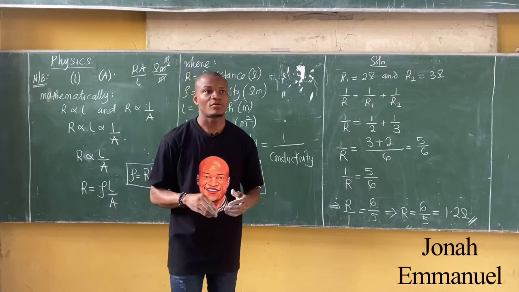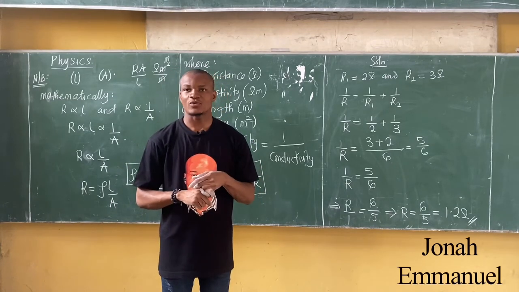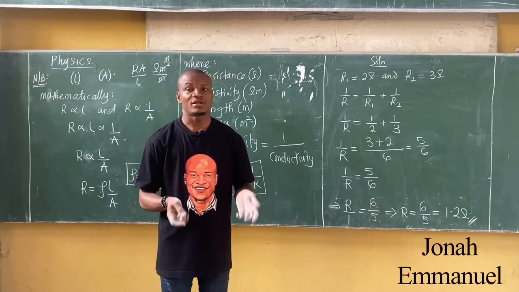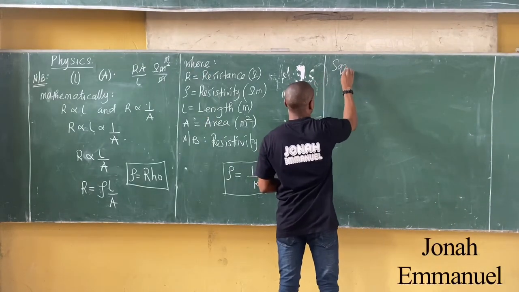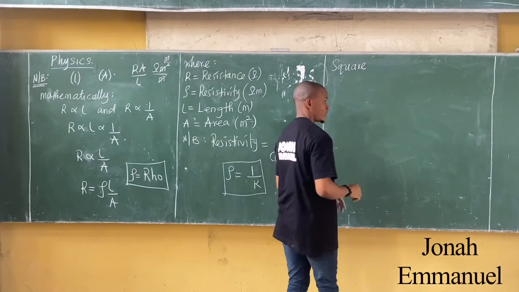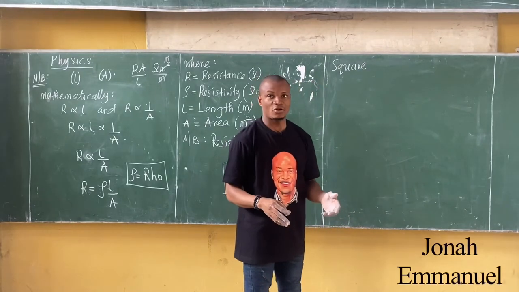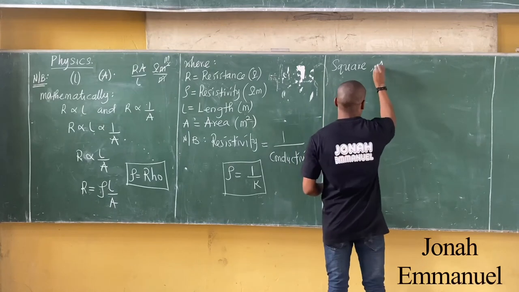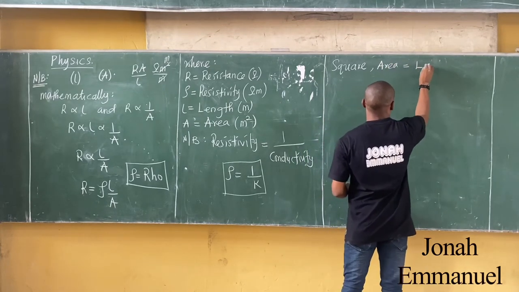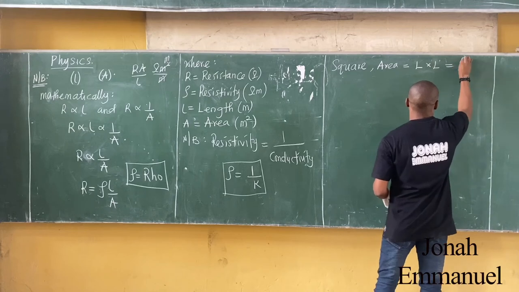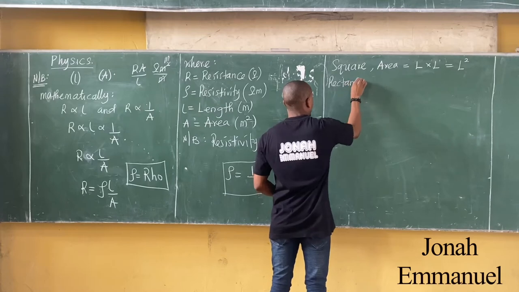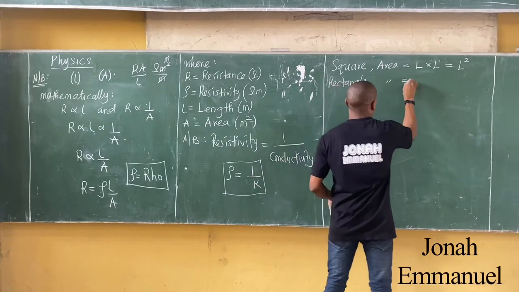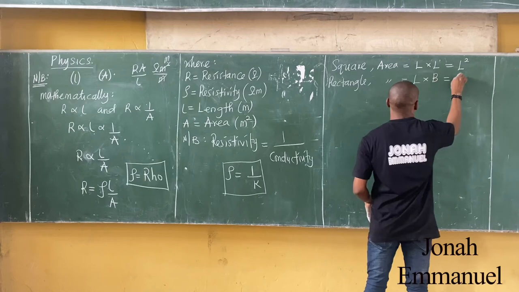let's start with this. For a square, what's the area of a square? Of course, a square has equal sides, four equal sides. For a square, the area is length times length. For a rectangle, what's your area there? Length times breadth.